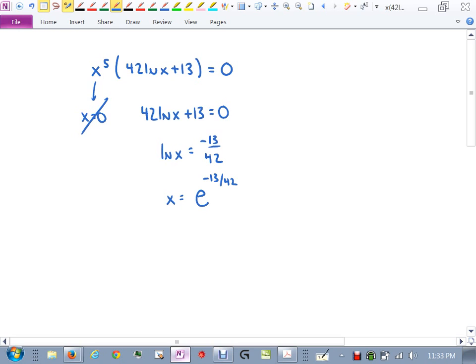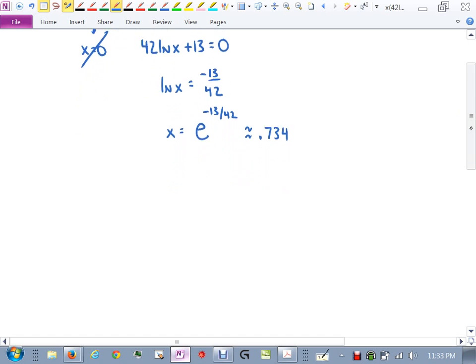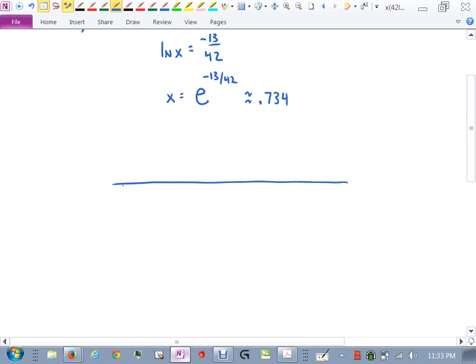And I get 0.734, approximately. So what I'll do now is I'll split up my number line. Remember, 0 cannot be here, so I can't pick anything there. Here's my 0.734. I'm going to split it up. I have two regions to look in. I can pick 0.5 again if I want, and I can pick 1 again if I want.